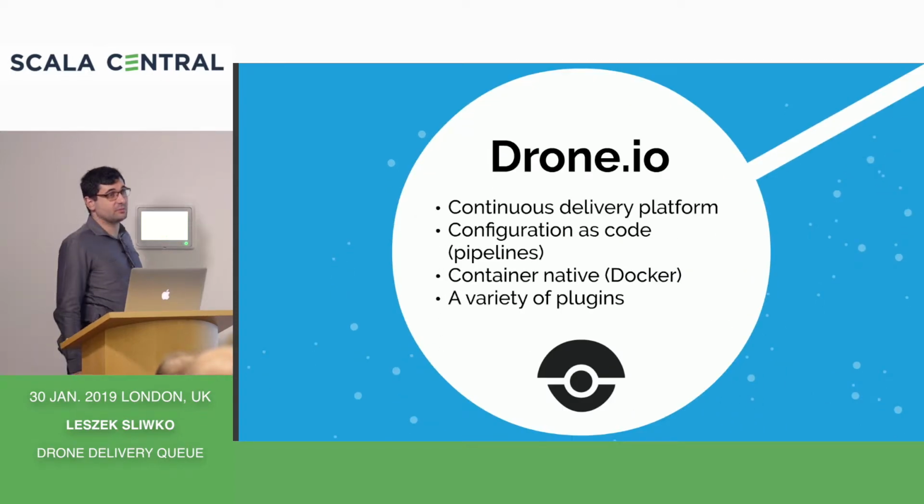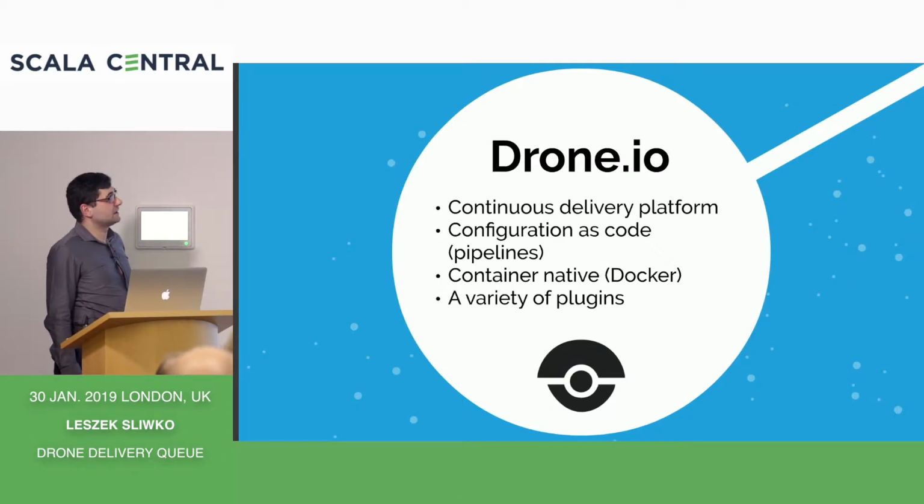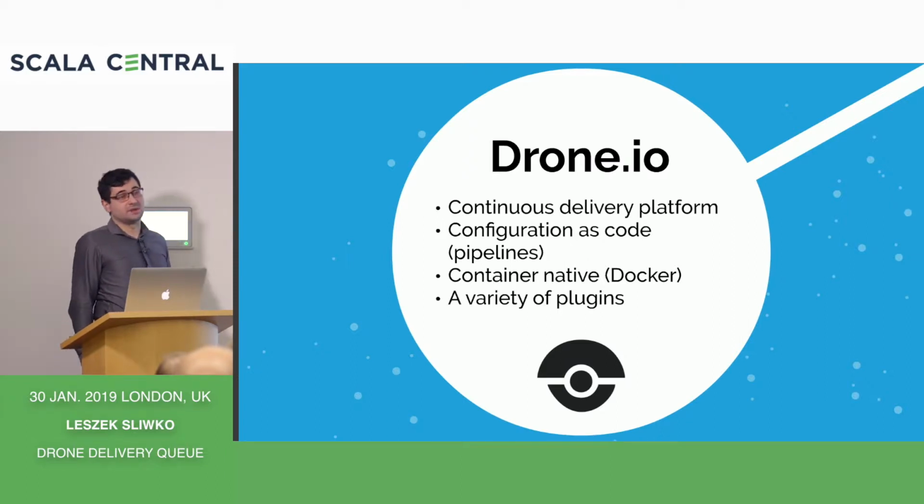The last one is our building tool, Drone.io. It's a continuous integration, continuous delivery platform. If you have seen solutions like Jenkins, you'll be surprised because there's not much there. They don't even have a good GUI. However, first of all, it's container native, which means it uses Docker and is very nicely integrated with it. It has lots of plugins.